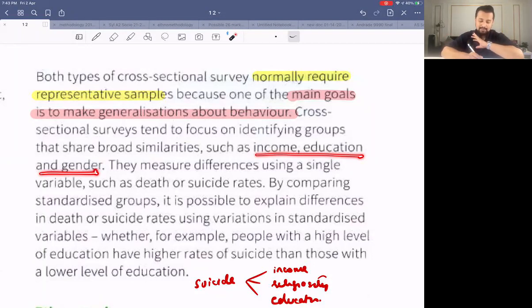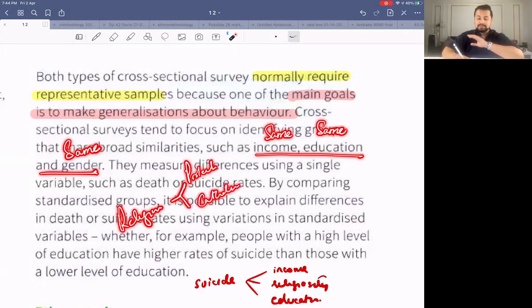Let's just say I'm just making this up again, based on Durkheim's study, okay? If I am comparing individuals from different groups who have the same income, the same educational background, and are from the same gender, however, their religion differs. Let's say I'm talking about Protestants and comparing them with Catholics, you have a difference only and only on the basis of religion.